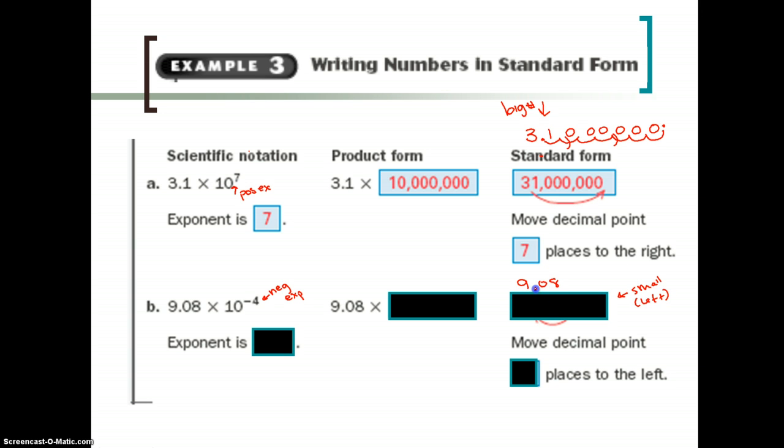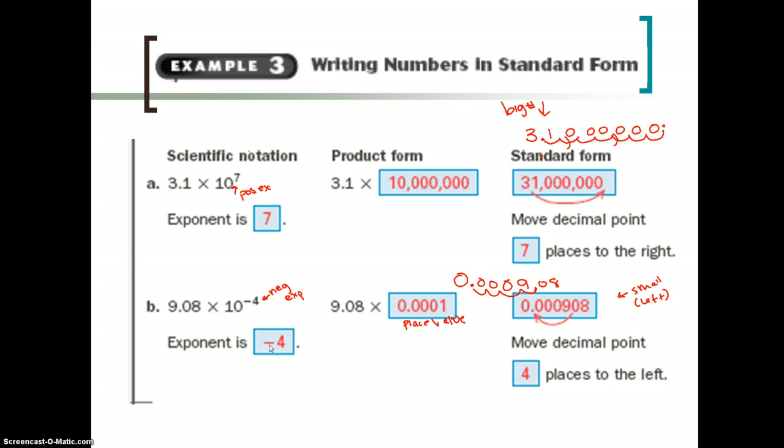So negative 4, which means 1, 2, 3, 4. Put a dot. Put 3 zeros in. You should even put a 0 in right before the decimal point. And again, the product form is really just the number multiplied by the place value. If you want to go through that way, you can. Ask me if you want to learn more about product form. So the exponent is negative, so you move 4 places to the left.